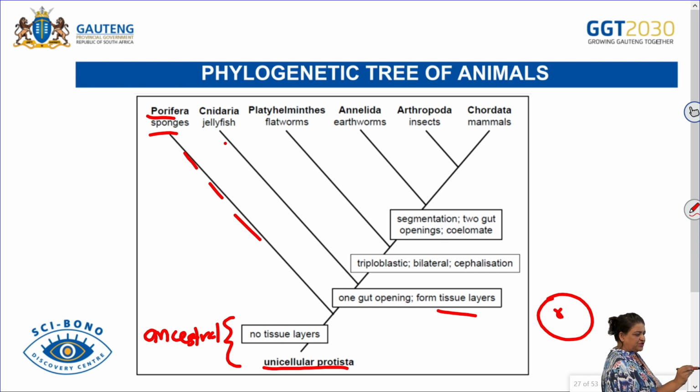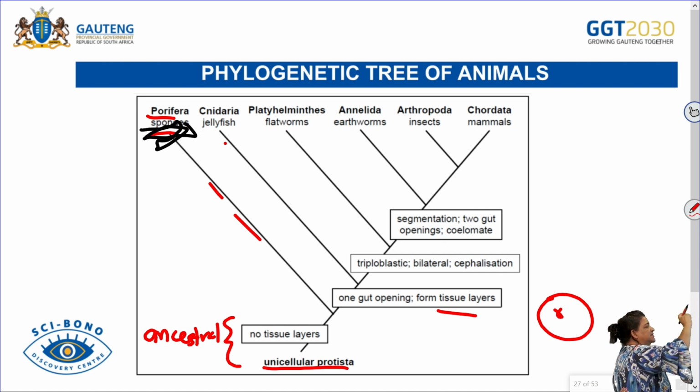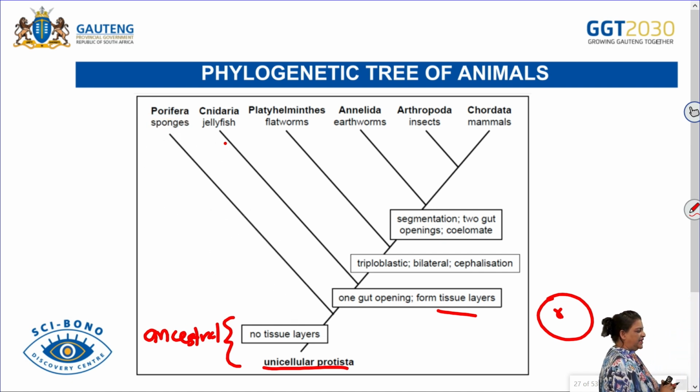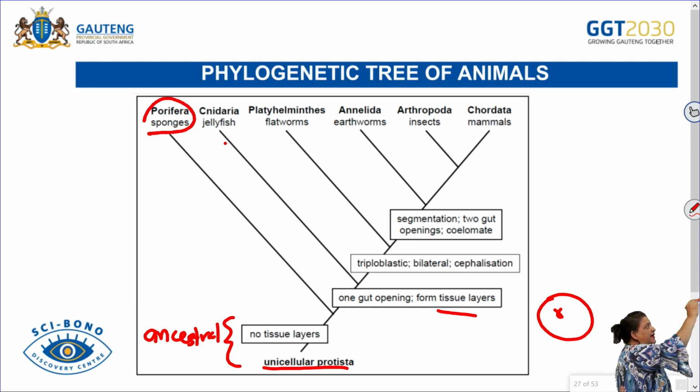So no tissue layer is your Protista. Then one gut opening and forming tissue layers. Let me just erase this here. Okay. So let's start again. No tissue layers, only one cell. Ancestral is your Porifera. That's your ancestor. Then it becomes more complex. We're going to get our Cnidaria or jellyfish. Your jellyfish has what? One gut opening, and it's going to form tissue layers. Then you're going to get what?